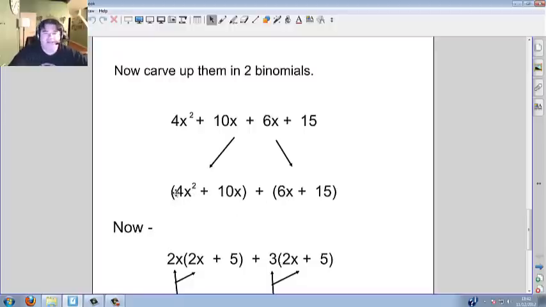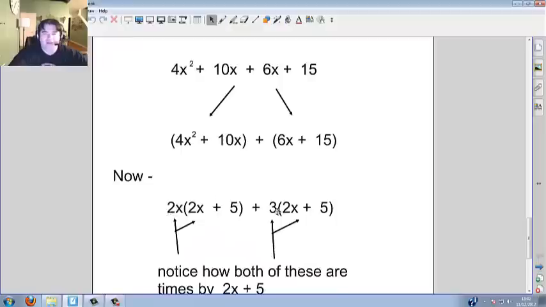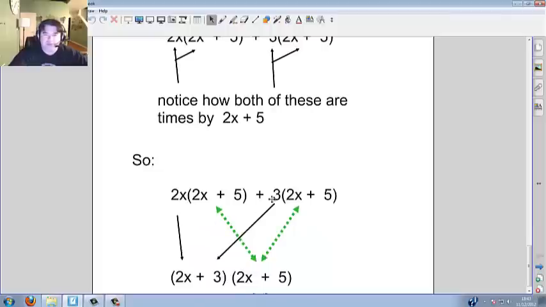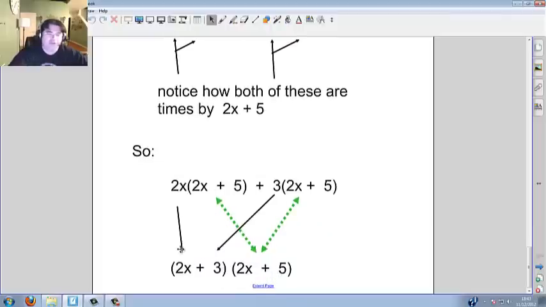So 2x out of this guy, 4x squared divided by 2x is 2x, and 10x divided by 2x is 5. Now over here, 6x plus 15, if I divide a 3 out of them all, 6x divided by 3 is 2x, and 15 divided by 3 is 5. Notice that these two guys are both being times by 2x plus 5. Since they're both being times by 2x plus 5, I can combine 2x and 3 and just put times 2x plus 5. Take a look here. 2x plus 3, 2x plus 5. Notice how 2x is still being times by 2x plus 5, and 3 is being times by 2x plus 5.